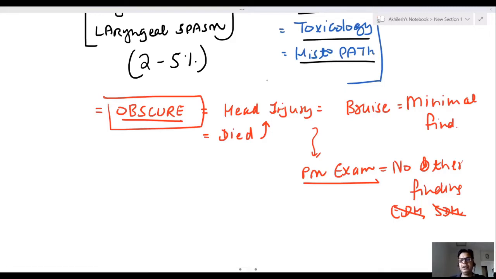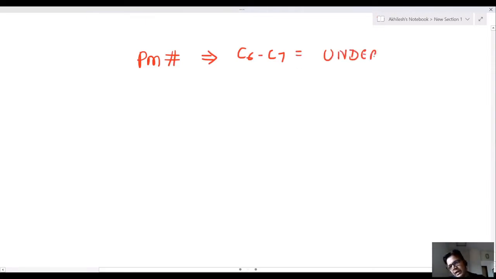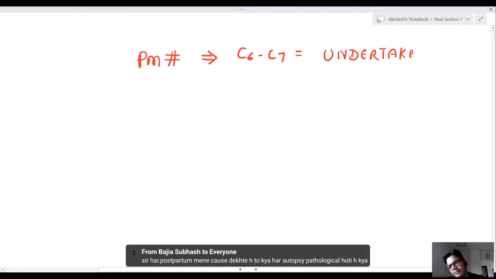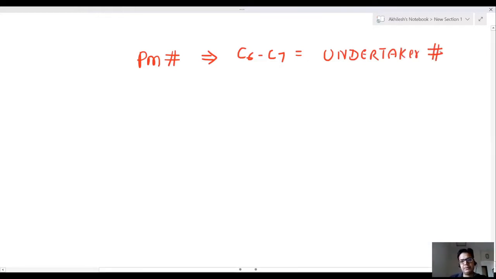Sir, there is a word which is known as postmortem fracture of C6, C7 vertebra. Sir, it is known as undertaker fracture. Postmortem fracture.